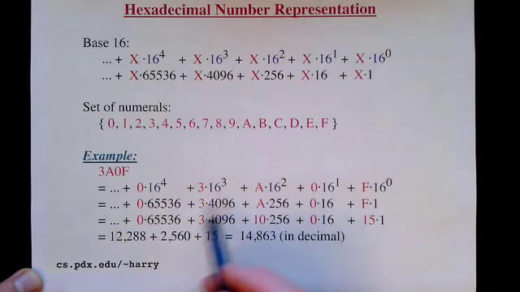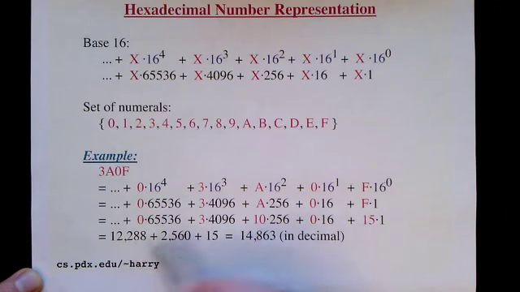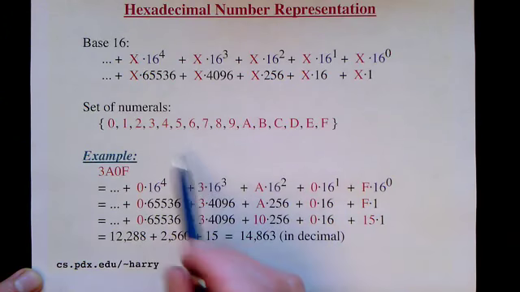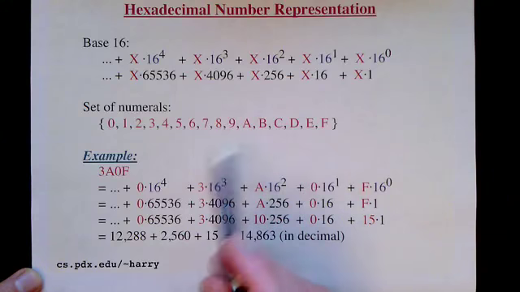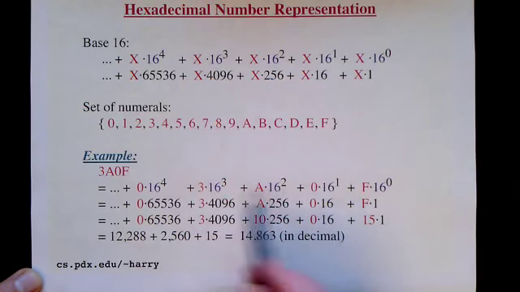So when you multiply this out, you get 12,288. You multiply 10 by 256, you get 2,560. You have no 16s, and you have 15 ones. Okay, and then when you add it all together, you get 14,863, and that's expressed in our familiar decimal notation. So in this diagram, everything that's in red is in hex notation, and the other numbers are all in decimal notation.